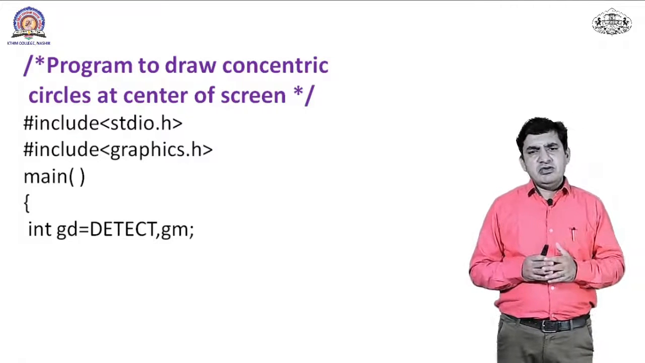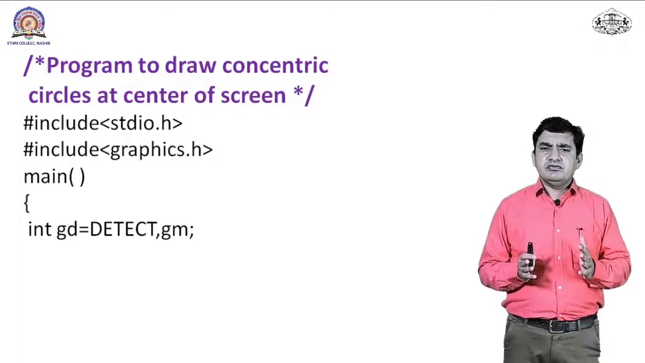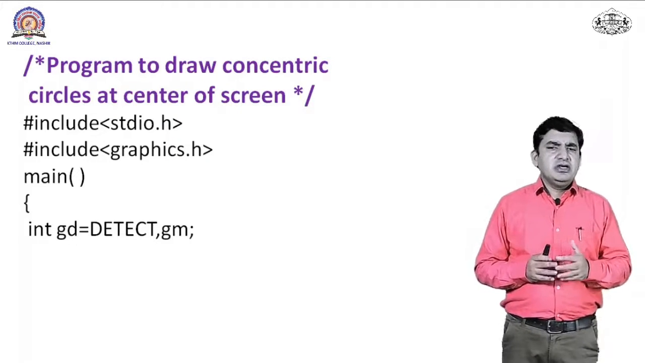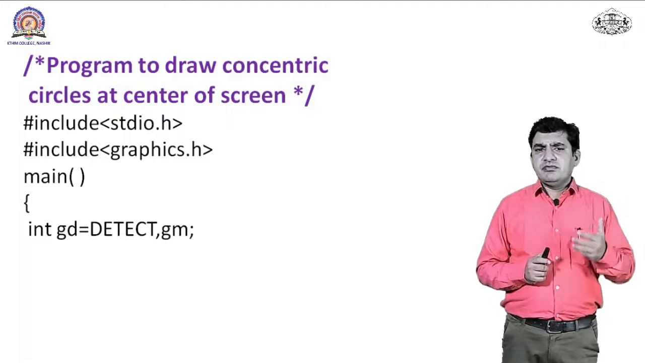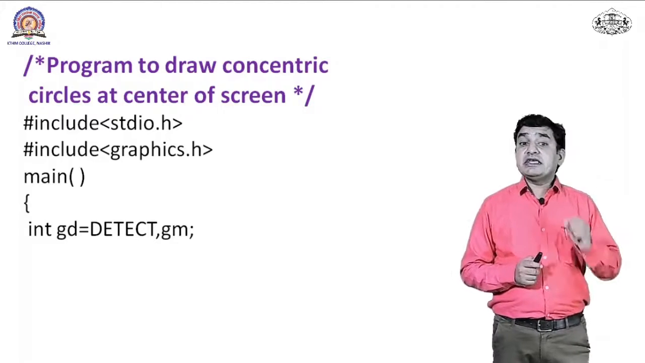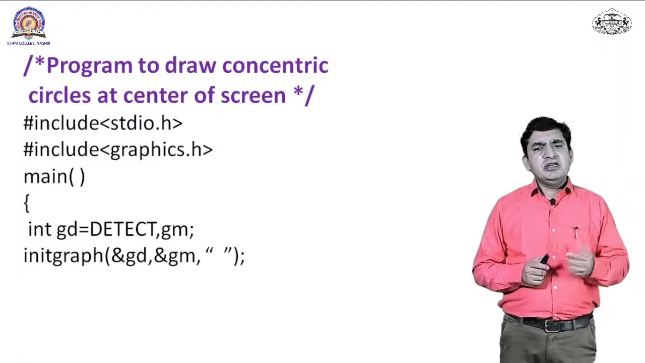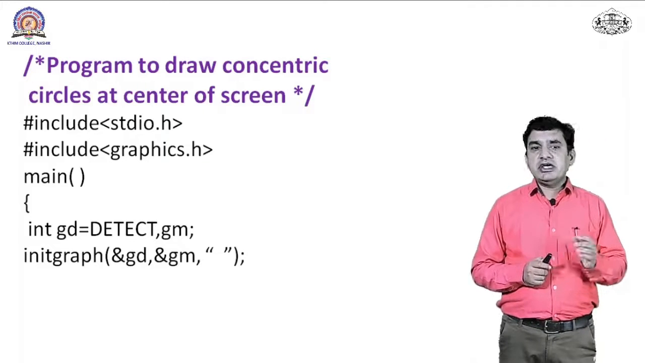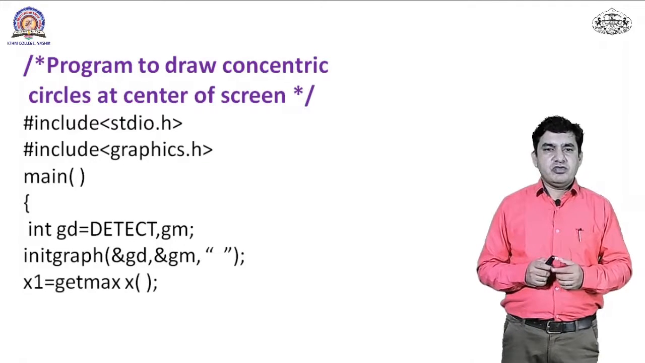The numerical value of gd and gm is the same, and it is an integer, and it indicates that gm gets the graphics mode having the highest resolution. Then initgraph is used to convert the text mode into the graphics mode.